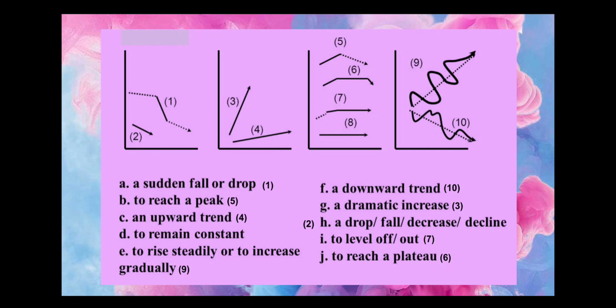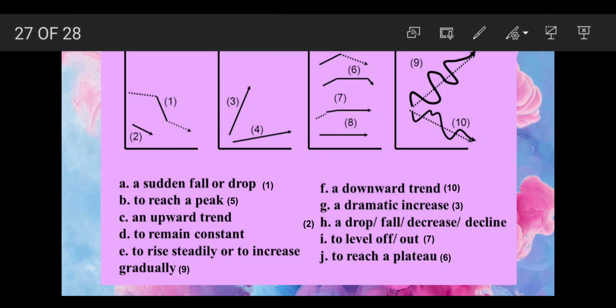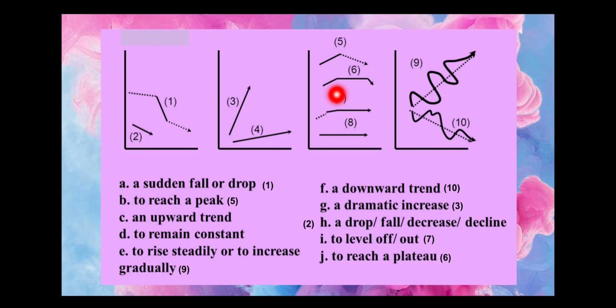Okay, number 4. The phrase that goes with number 4 is an upward trend. And number 5, the phrase that goes with it is to reach a peak. Number 6, we have J that matches with it, to reach a plateau. Number 7 is to level off or level out.